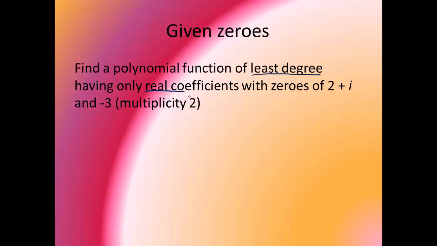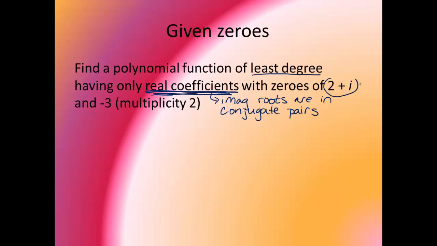Second thing is this idea of having only real coefficients. What this is telling me is the imaginary roots are traveling in conjugate pairs. So on this problem, even though they only gave me 2 plus i, because of this condition about real coefficients, if 2 plus i is in there, I have to use 2 minus i also. And then they tell you the negative 3 has multiplicity 2.